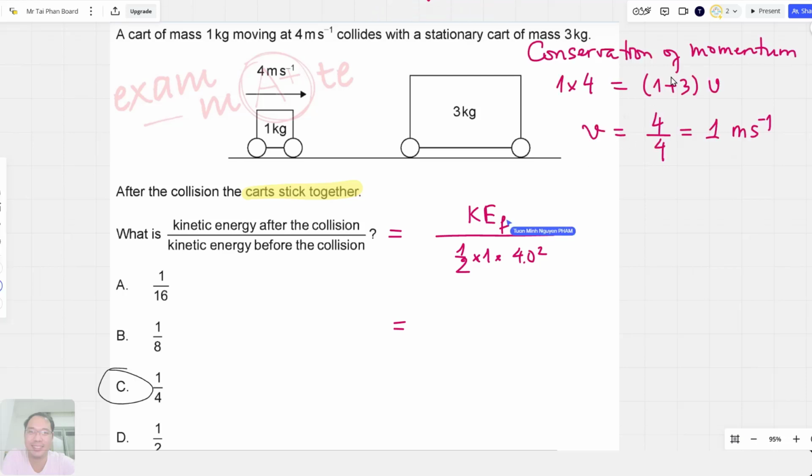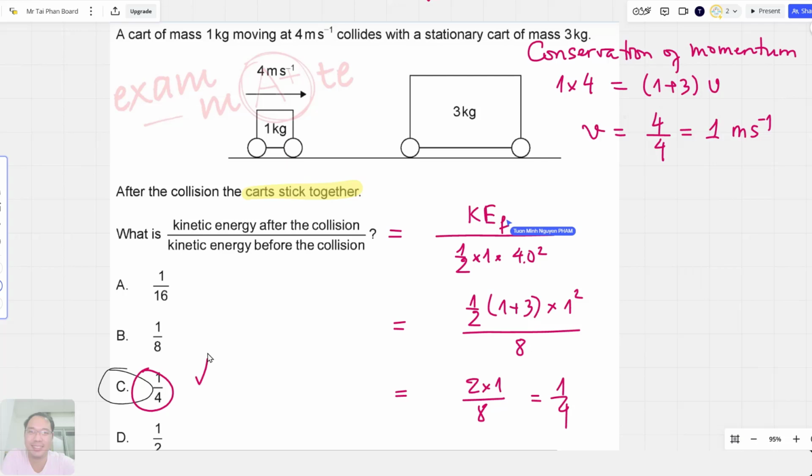Yeah, I wrote there the conservation of momentum and the final velocity of the two objects sticking together, 1 meter per second. Therefore, the kinetic energy here is 1/2 times the mass of the system, 1 plus 3, which is 4, multiplied with the speed 1 squared, over 4 squared is 16, over 2 is 8. Okay, the top 4/2 is 2, 2 times 1 is 2 over 8, 1/4. Correct. This is the correct answer. Good job.